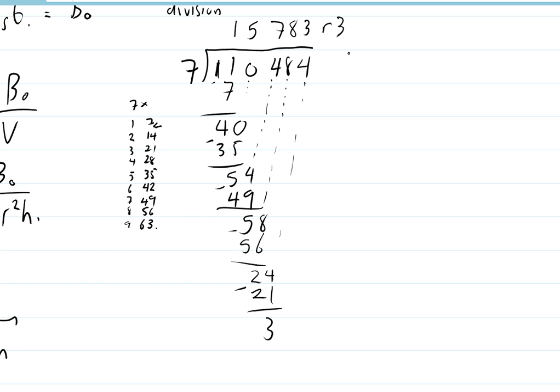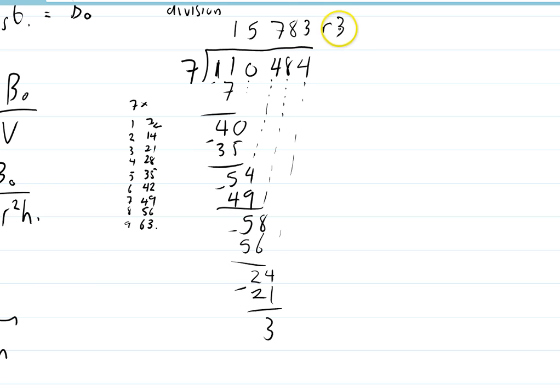So if you had 110,484 sweets and 7 children, each child would get 15,783 sweets, and 3 left over for me. I guess those kids would be sick actually, eating that many sweets, but that's not mathematics.